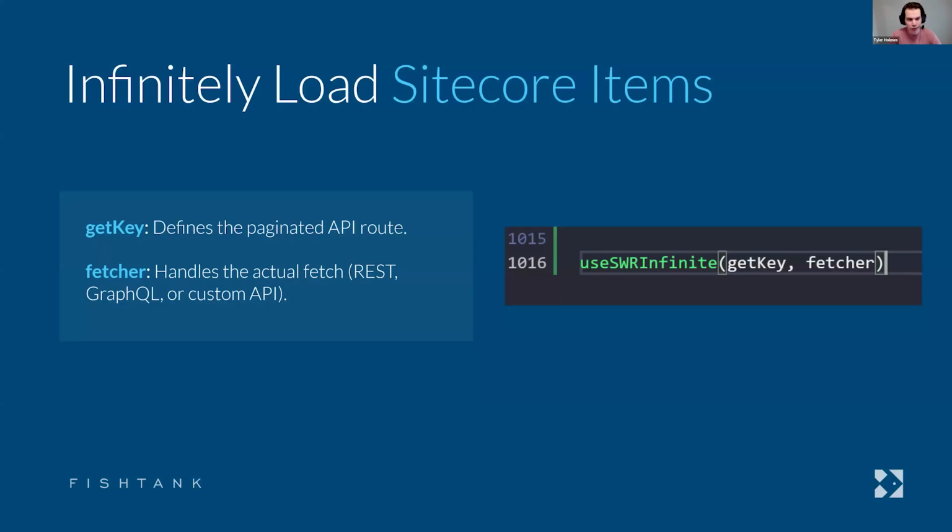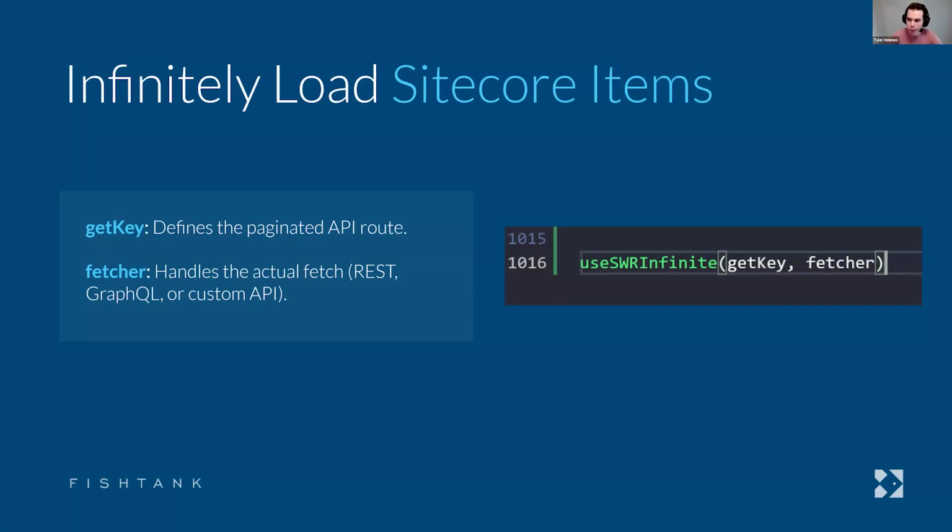Another benefit is you can infinitely load Sitecore items. Think blog posts or products, which are probably the two most common you'll see for clients. So you'll set up the useSWRInfinite function, which comes along with the NPM package.